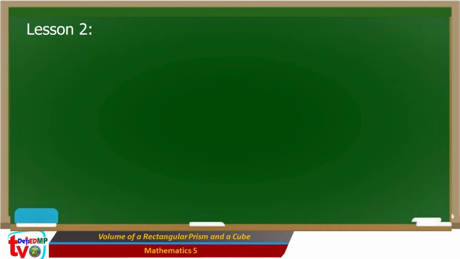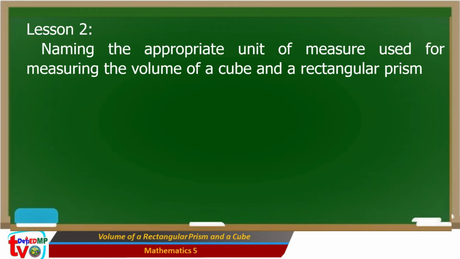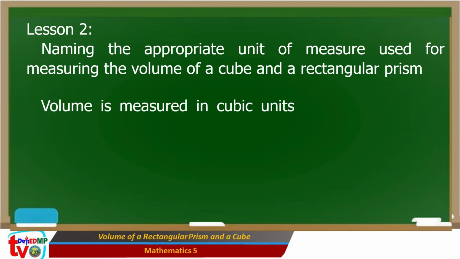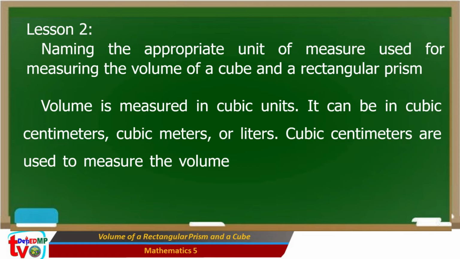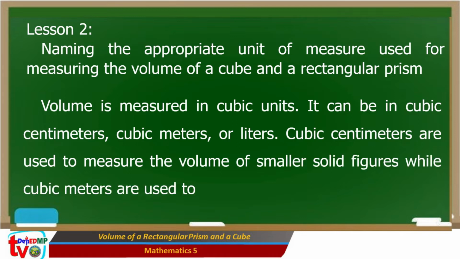Let's proceed to lesson 2, naming the appropriate unit of measure used for measuring the volume of a cube and a rectangular prism. Volume is measured in cubic units. It can be in cubic centimeters, cubic meters, or liters. Cubic centimeters are used to measure the volume of smaller solid figures, while cubic meters are used to measure bigger solid figures. Let's look at the examples.